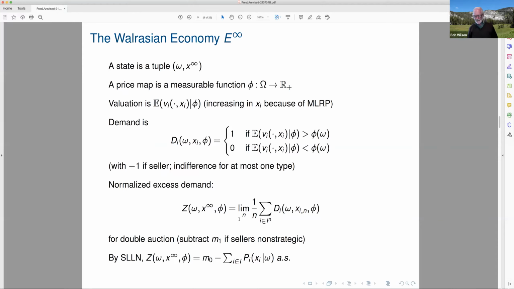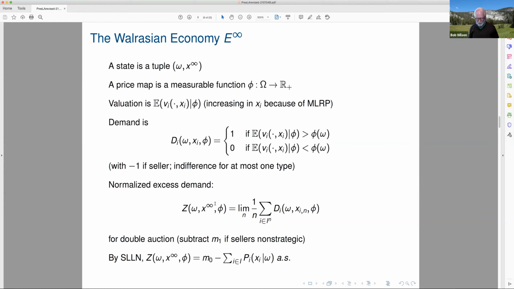In the Walrasian economy, that works differently. We're given a price map that maps states; it's not a function of the signals, it's a function of this true state omega. And agents' valuations are conditional on the information revealed by the price. That's the whole rational expectations idea: the price is somehow incorporating all other relevant information. In this case, it's not incorporating the information in the signals, it's incorporating the information about the state that's in the price. So then we get demand, which is one or zero for a buyer. He wants to buy if his valuation exceeds the price.